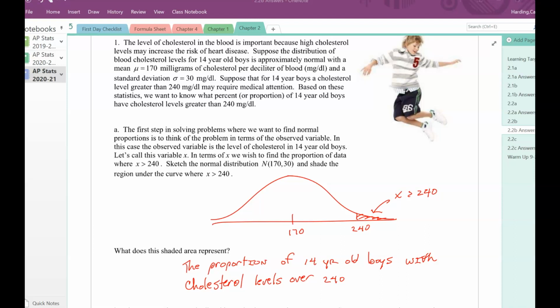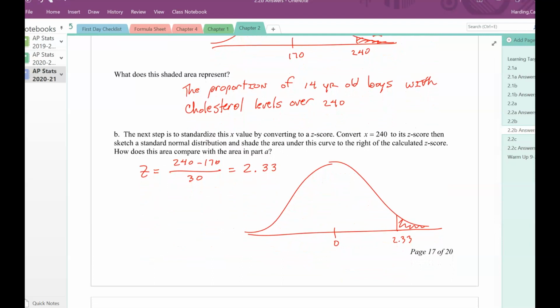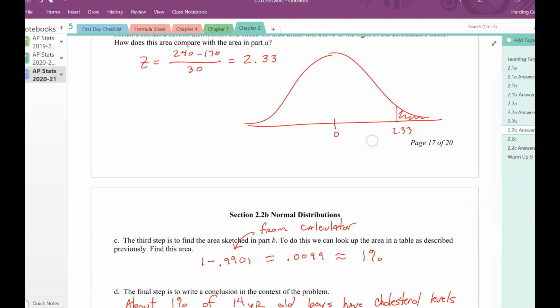So what we're going to do to answer this question is we're going to standardize the score. The standardized score for that cholesterol level is 2.33. So that would be anyone that is 2.33 standard deviations above the mean or more. Okay? So we need to figure out what percent of the data that is.